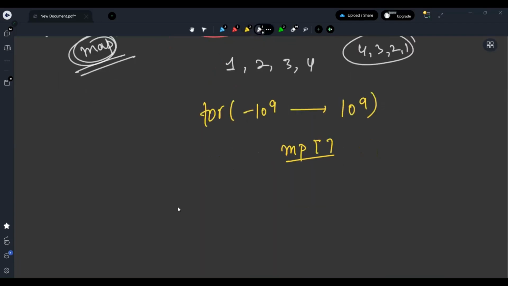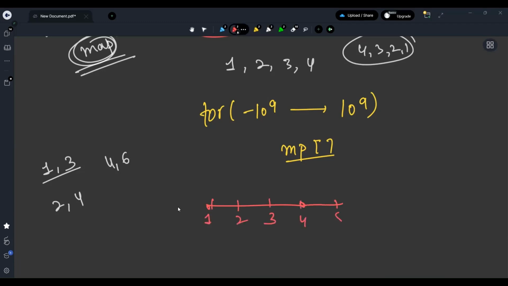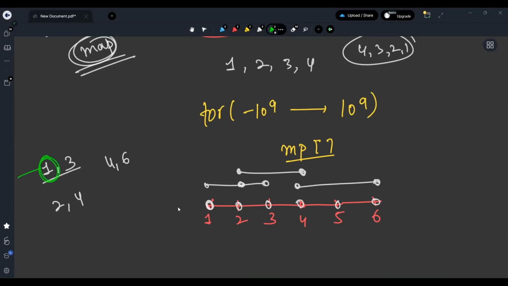Let me take an example: 1, 3, 2, 4, and 4, 6. Let's say I have intervals 1 to 3, 2 to 4, and 4 to 6, marked on a line 1, 2, 3, 4, 5, 6. For the first interval I will say map of 1 plus plus. The frequency of 1 will be plus 1, and for 3 it will be minus 1. So 3 was initially 0, and it will be minus 1.